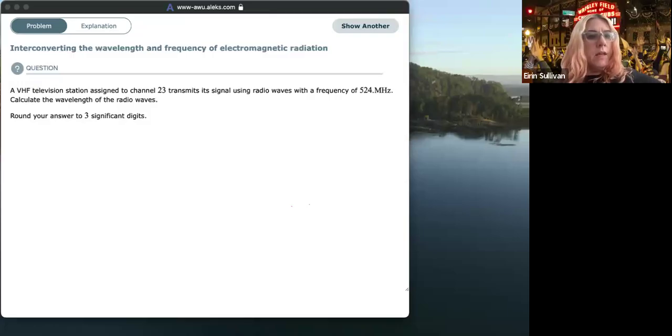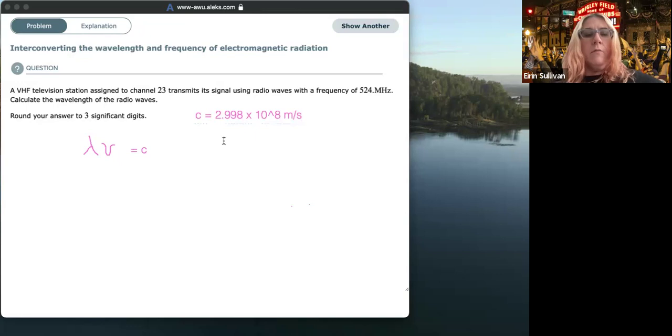To interconvert between wavelength and frequency, all you need to know is that the product of wavelength times frequency is the universal constant, which is the speed of light in a vacuum. So wavelength has the symbol lambda, and frequency has the symbol nu, the Greek letter nu, and that is equal to C, the universal constant. C is about 2.998 times 10 to the power of 8 meters per second.